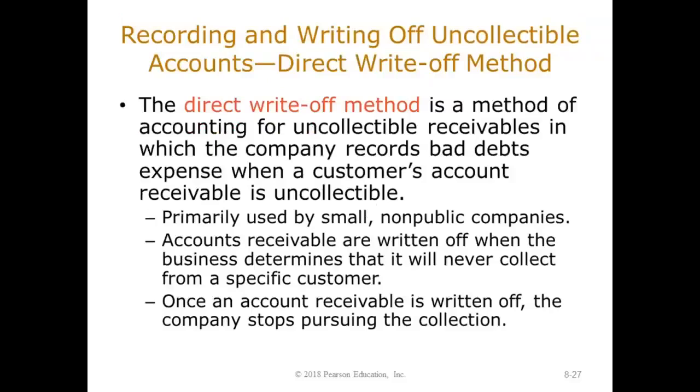Now, in the direct write-off method, we're going to account for uncollectible receivables. We're going to record the bad debt expense when the customer account is uncollectible. With something like this, the accounts receivable are written off when the business determines it will never collect from a specific customer. Once it's written off, the company stops pursuing the collection. And again, normally that's the case.